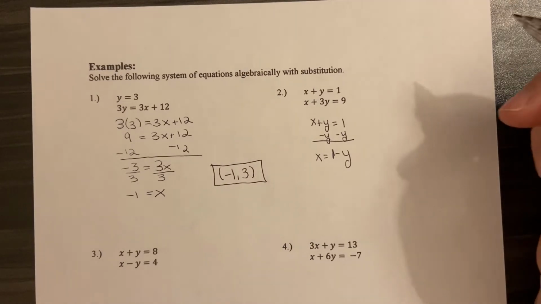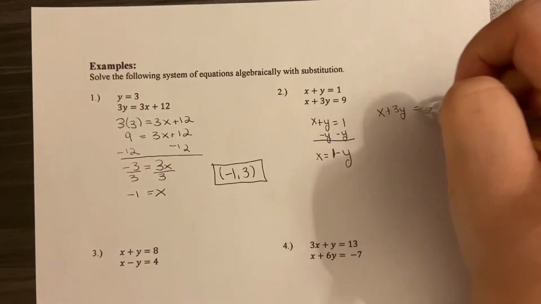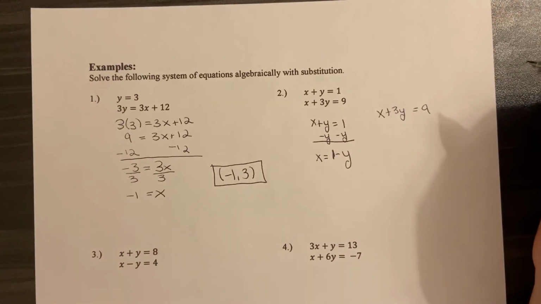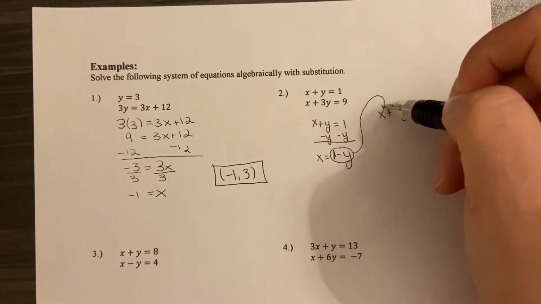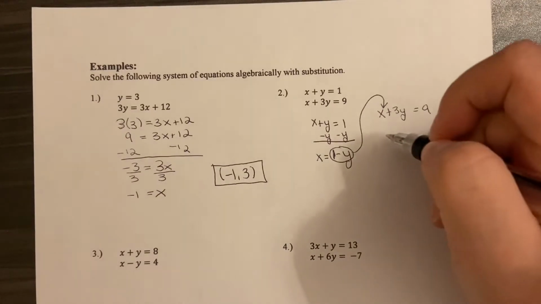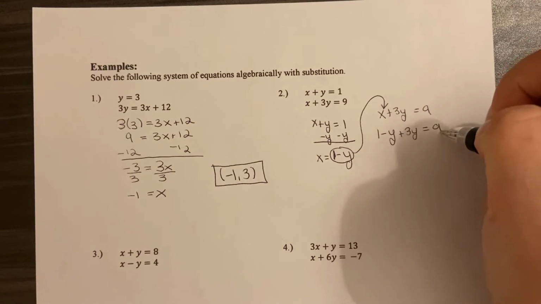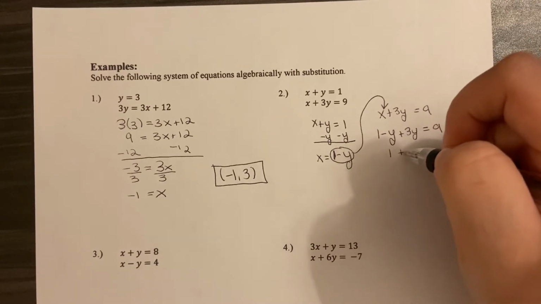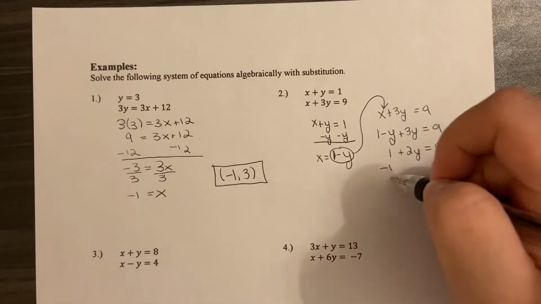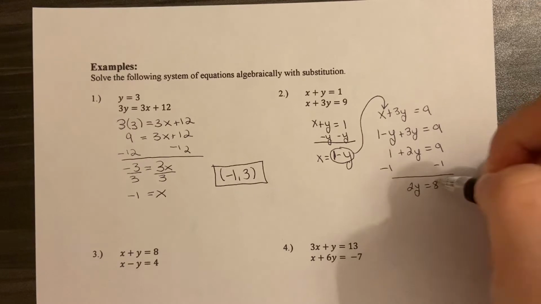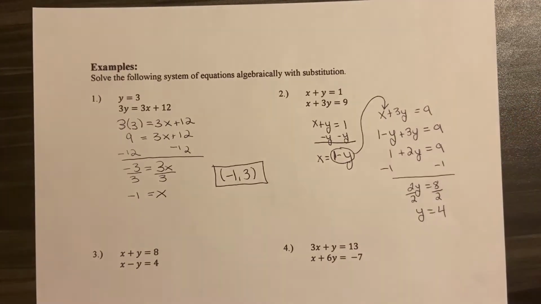So then what I'm going to do is take this and use it in the other equation. You can't sub it back into the same equation because it'll zero out. But I'm going to sub it into x in the other one. Now I have 1 minus y plus 3y equals 9. And then I combine like terms, and then subtract 1. Right, 2y equals 8, divide by 2, and I get 4.